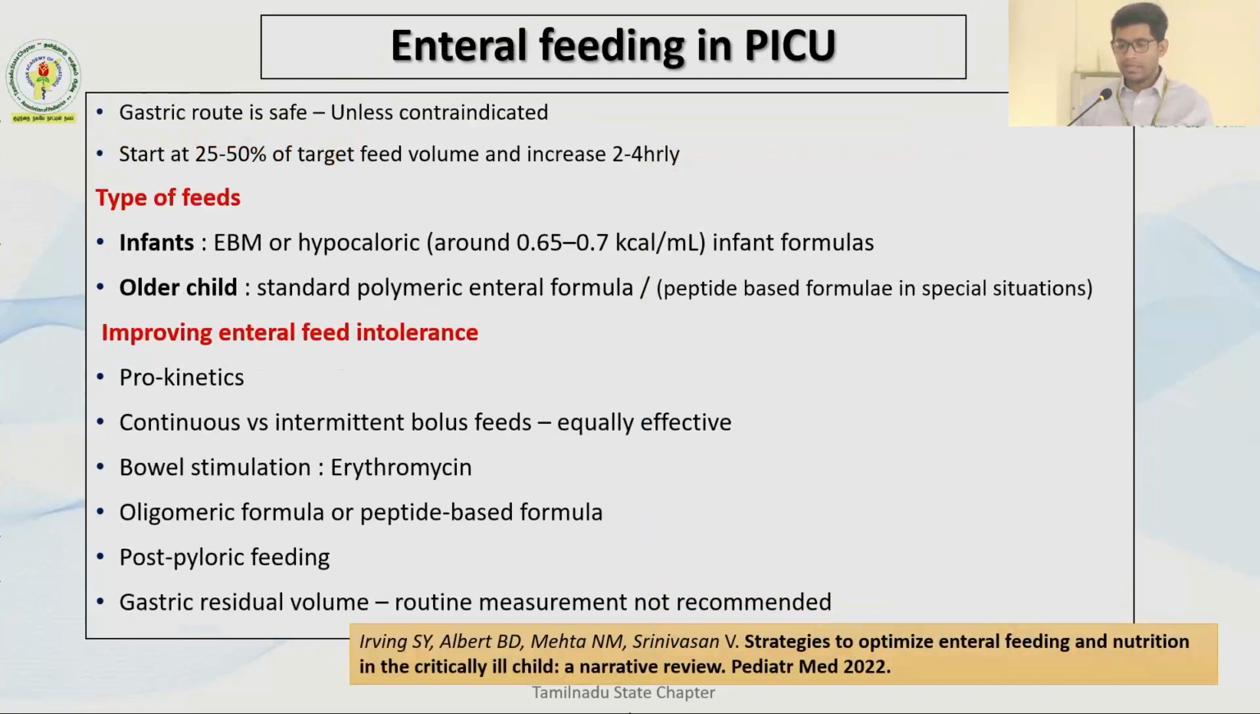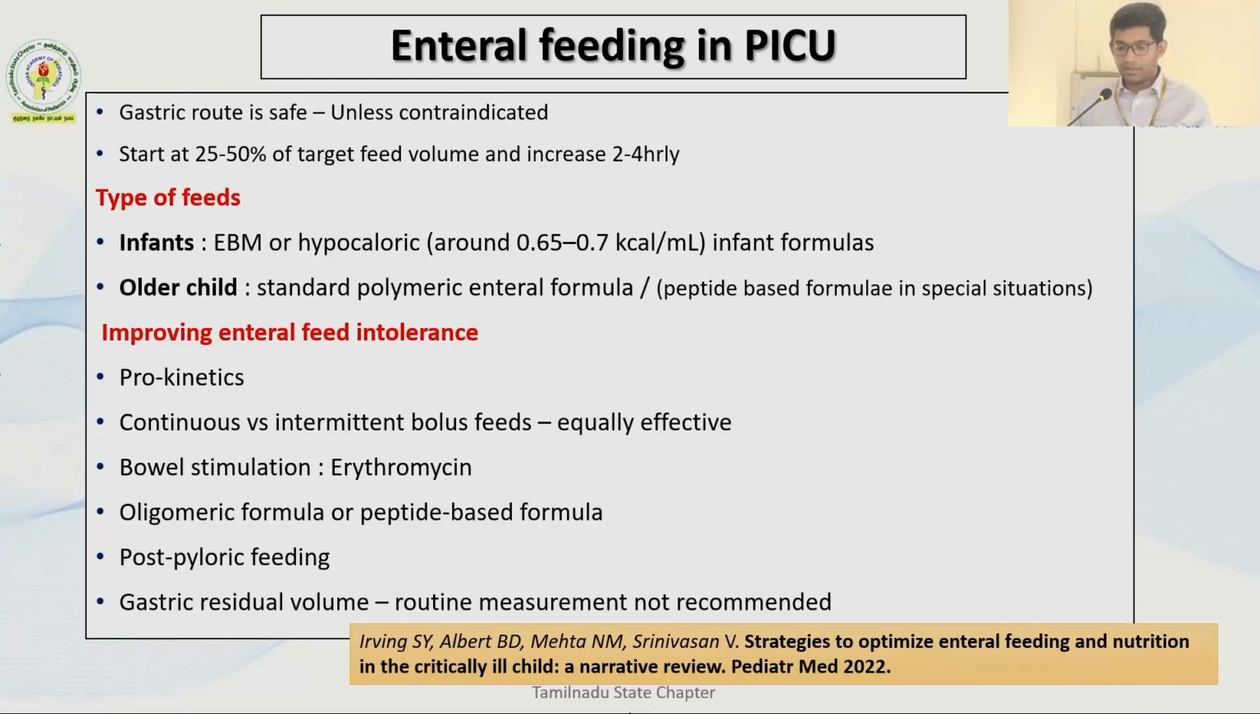Enteral feeding is started at 25 to 50% of the target volume and increased every 2 to 4 hourly. The protocols might vary among different units. In infants, it is safe to use expressed breast milk or a hypocaloric formula as available. In older children, standard formulae can be used. Peptide-based or hydrolyzed formula can be considered in special situations.